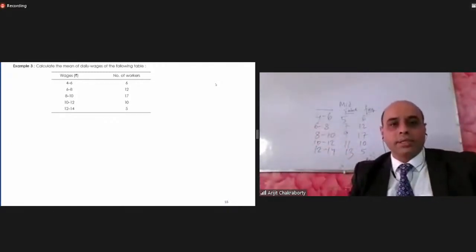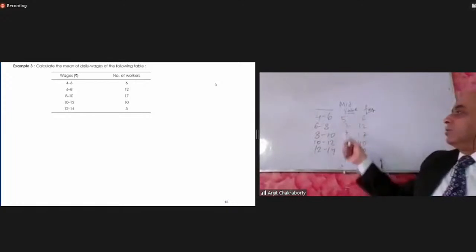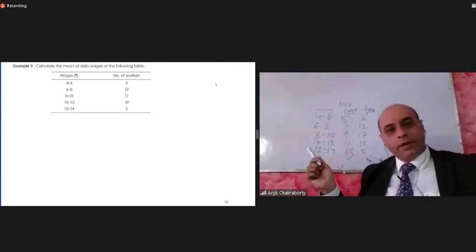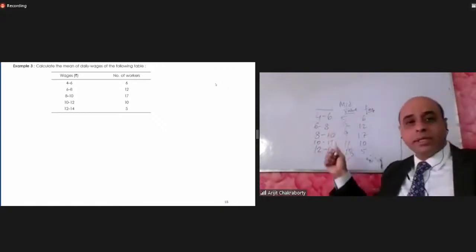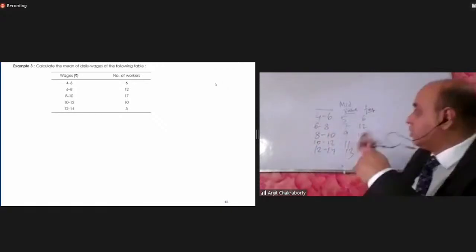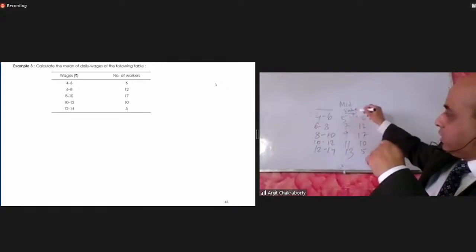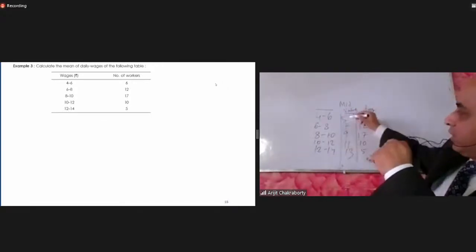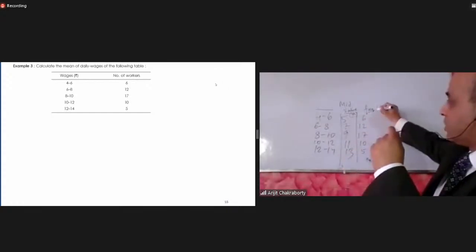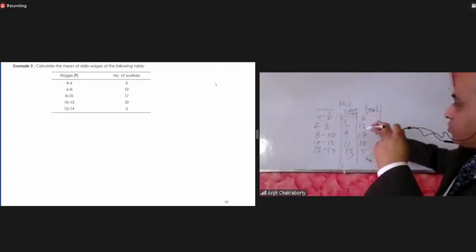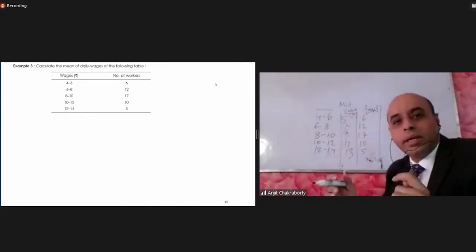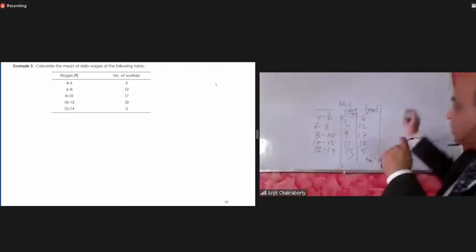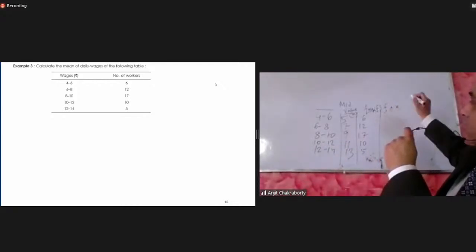From these classes, we have first got the mid value, the midpoint. Now it makes it easy, because when I know the mid value, I can write this as X. This column, 5, 7, 9, 11 and 13, is X. And this is the frequency column, where you have 6, 12, 17, 10 and 5. Now I will multiply X with F, so I'm writing F into X.